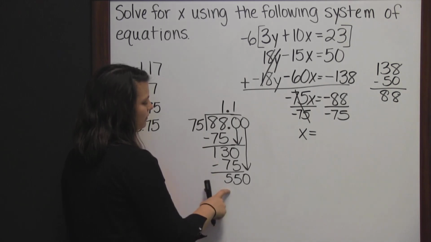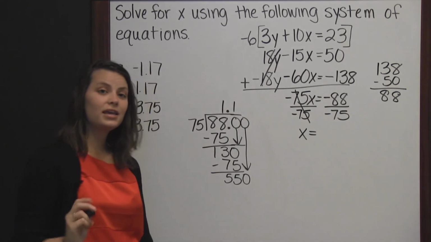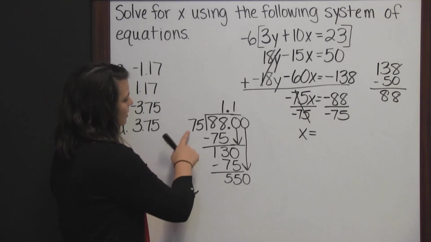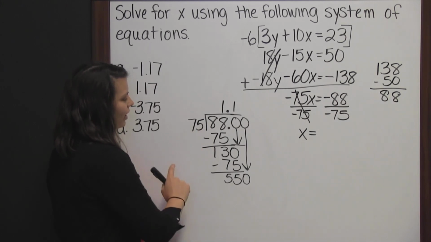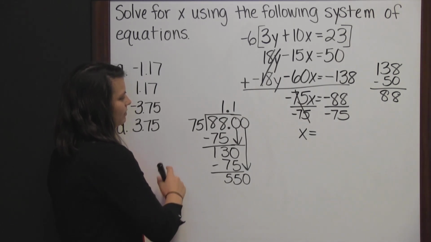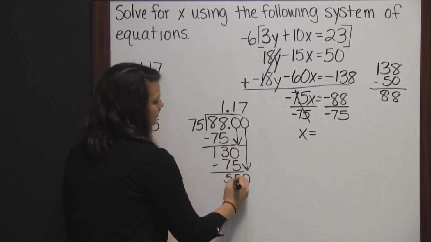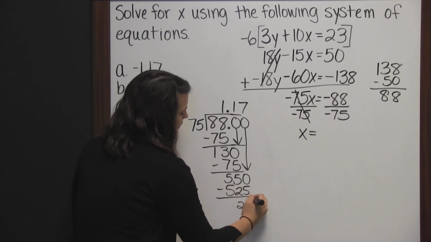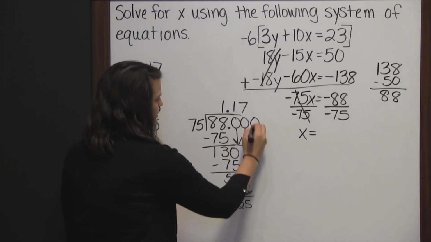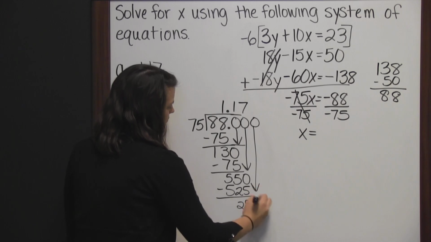And 75 goes into 550, I believe, 7 times. 7 times 70 is 490. 7 times 5 is 35, so that'd be 525. We subtract and we get 25. Add a 0, bring it down.